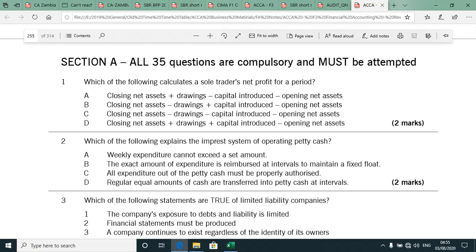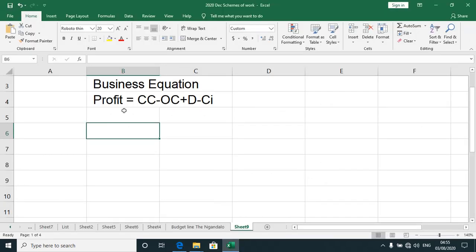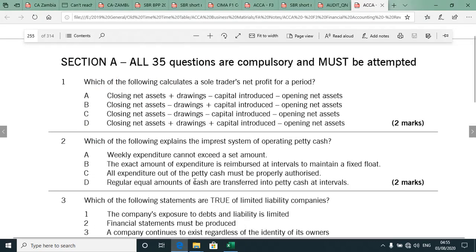Question 1 says, which of the following calculates a sole trader's net profit for a period? This question comes out of incomplete records, and I hope you still remember your business equation, which I have in front of you right now. Profit is equal to closing capital minus opening capital plus drawings minus capital introduced. So all you need to do is to play around with those variables and see which one will fit in. Now, net assets also means capital. So everywhere we find net assets, please let us remember the word capital.